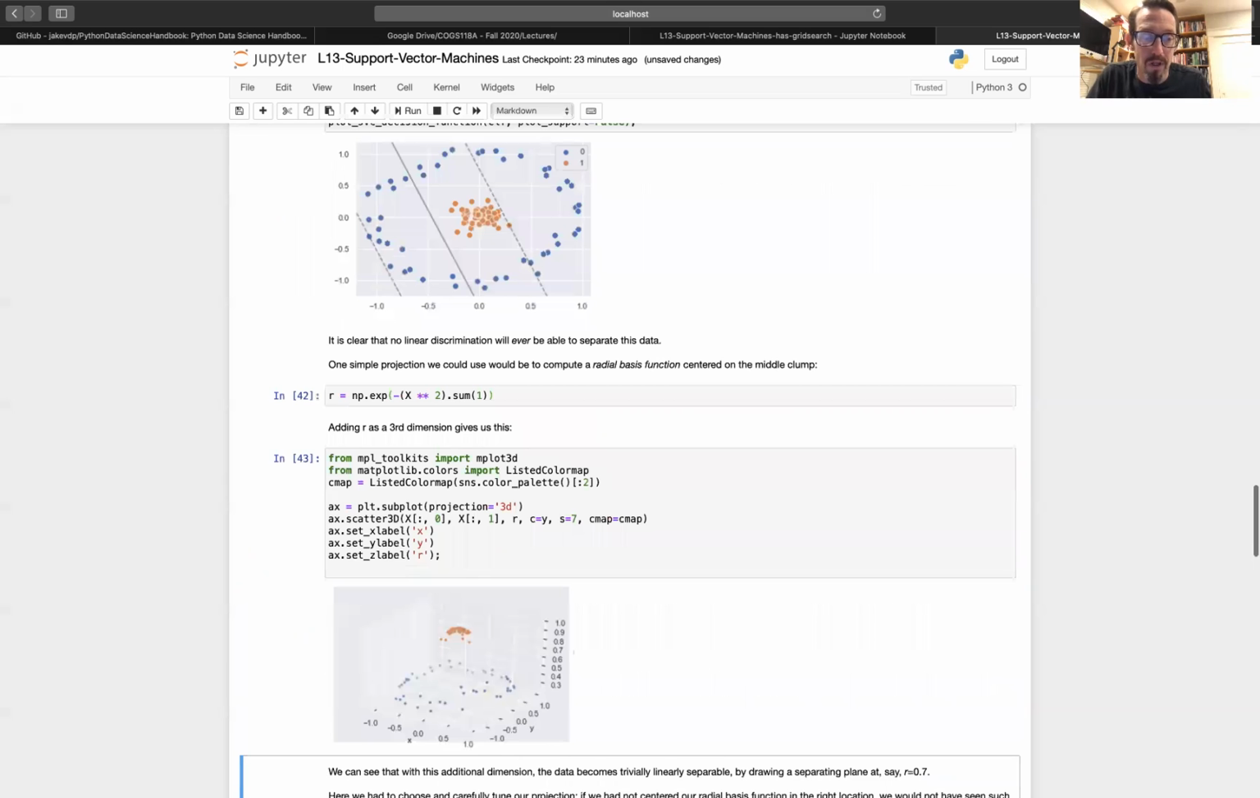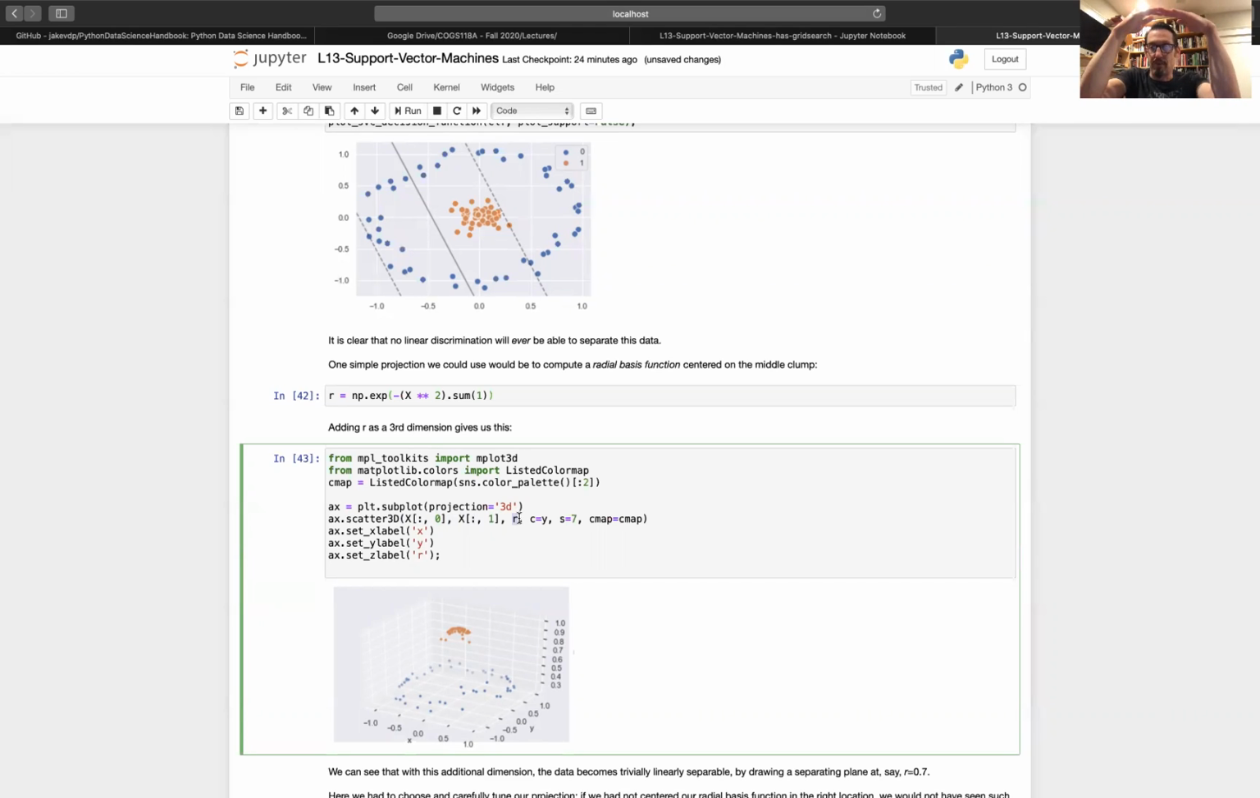All right, and we're going to plot in 3D now the original x values that we had. There's the original x values, x1 and x2. But now we're going to add r as a third dimension. R is this Gaussian-ish kind of shape to it, okay?